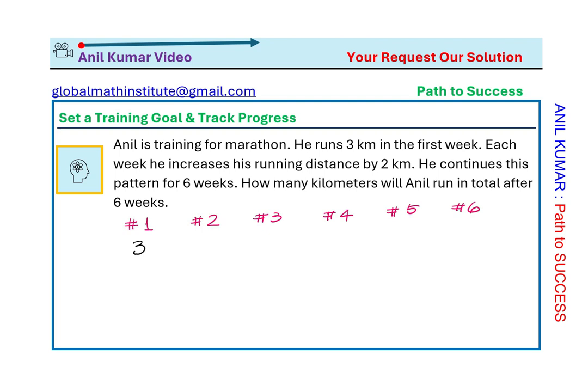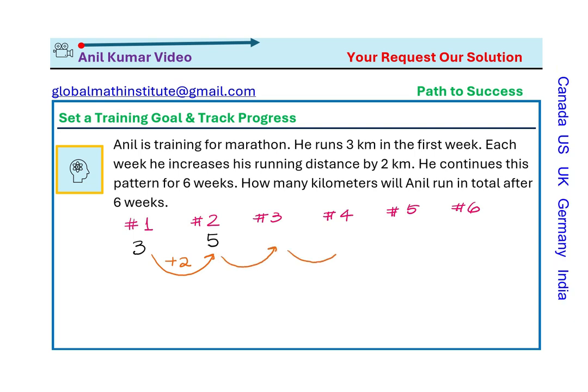Each week, he increases his running distance by 2, right? So increases by 2 means you will add 2 to 3, correct? So we'll increase it by 2. And once you do that, 3 plus 2, as you know, is 5. And this pattern of increasing by 2 continues, right? So every week, it increases by 2. I hope this part of the question is absolutely clear.